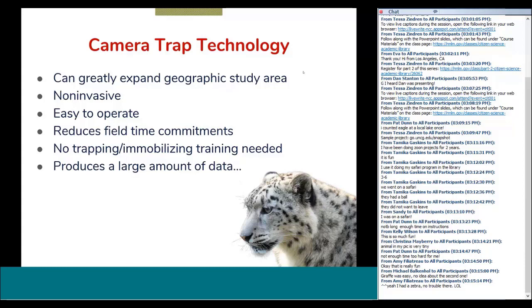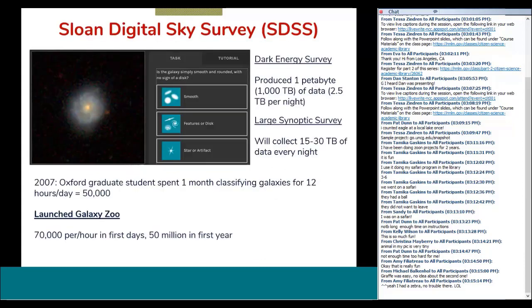So, another project that I like to talk about, next slide, thank you. To help think about processing data and how participants can really contribute in huge ways, I always like to use the story of the Sloan Digital Sky Survey. The SDSS created one of the most detailed three-dimensional maps of the universe ever made.